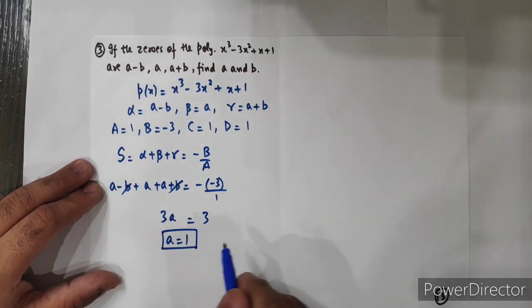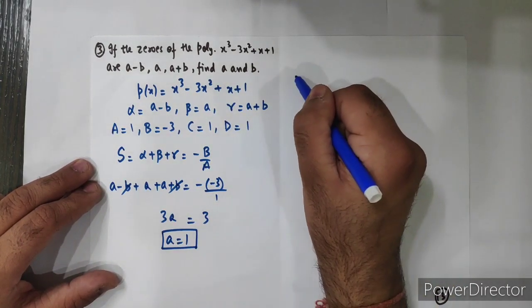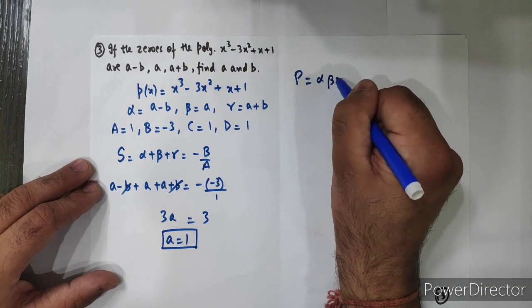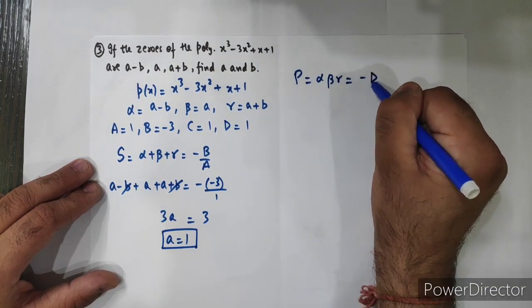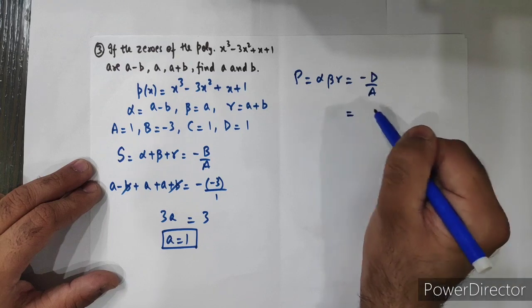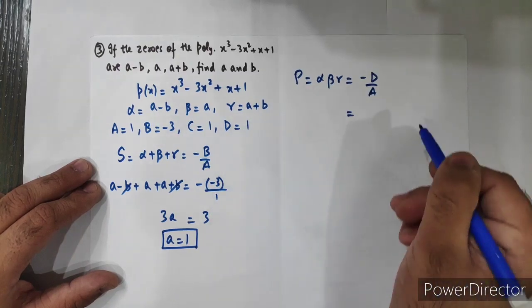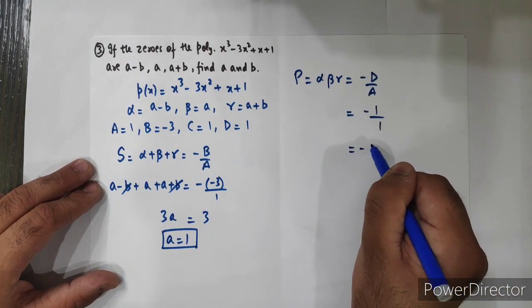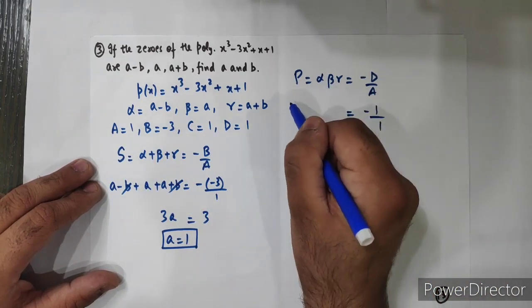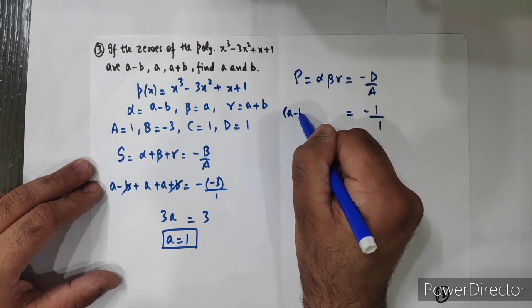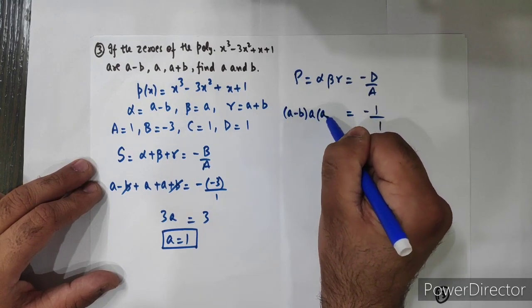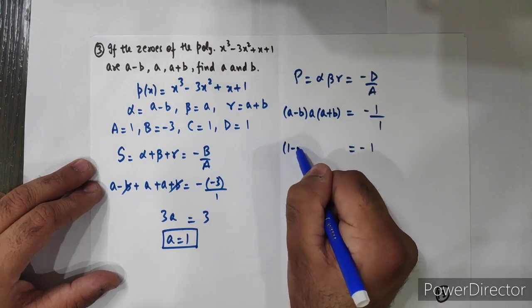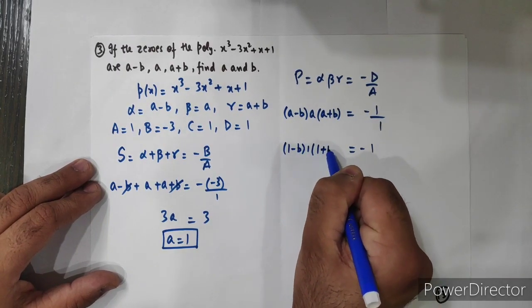Okay, so for finding the value of b, let us find the product. Let us see if we get the answer from this only. Alpha, beta, gamma. So this was minus D upon A. What is D here? D is 1 here. So minus 1 upon A, which is also 1, so the right side is 1. Alpha, beta, gamma: the value of alpha was a minus b, beta is a, gamma's value is a plus b. So if you put a as 1 here, you will get 1 minus b into 1 into 1 plus b.